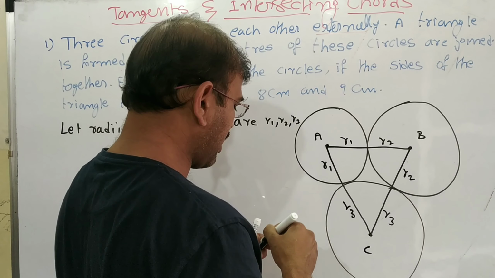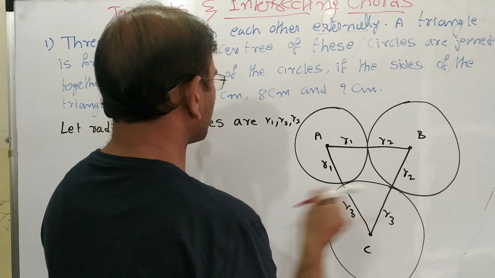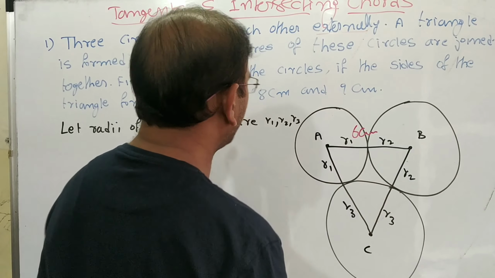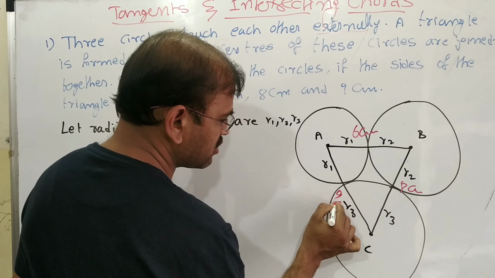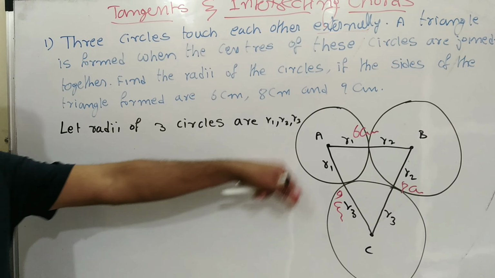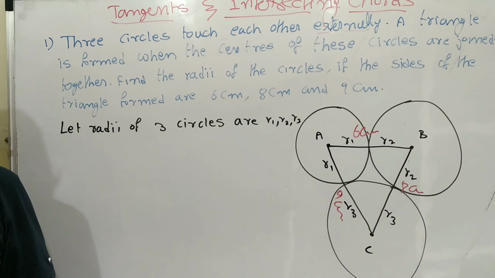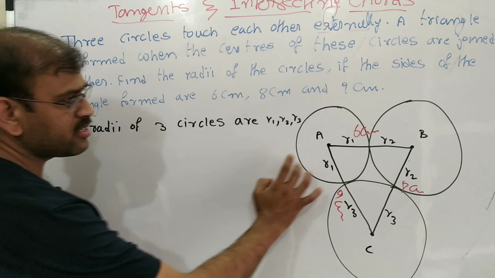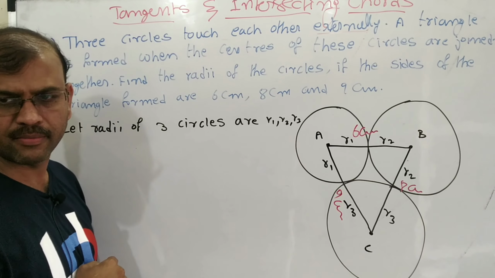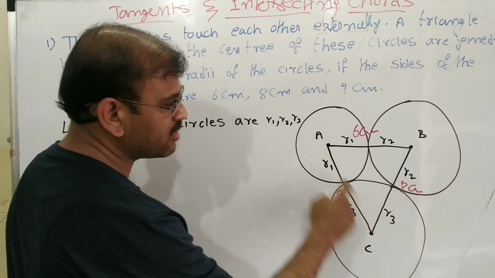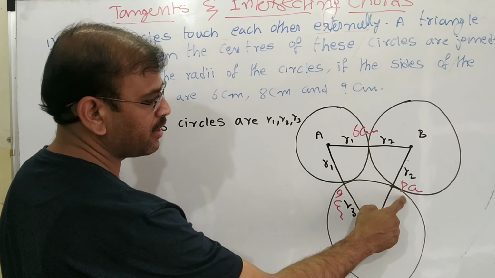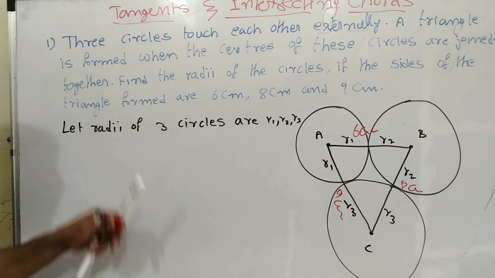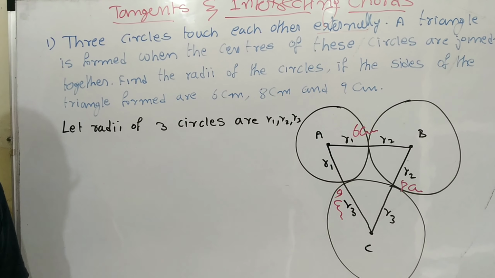So now here they have mentioned one side is 6 centimeter, the other side is 8 centimeter, the third side is 9 centimeter. Anywhere you can write it. So these are the sides of the triangle. Now listen carefully. The three circles touch each other externally. When you join the centers of these circles, the lengths between the centers of the circles are 6 centimeter, 8 centimeter, 9 centimeter. We need to find the radius of the circles.